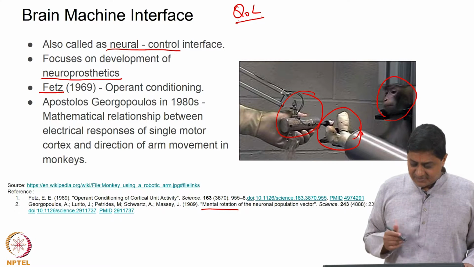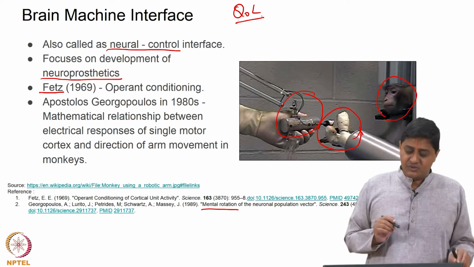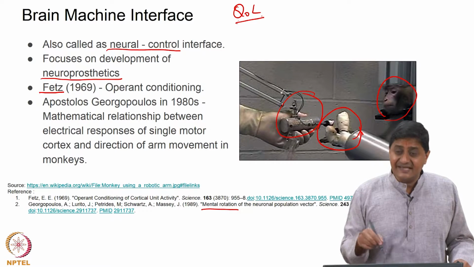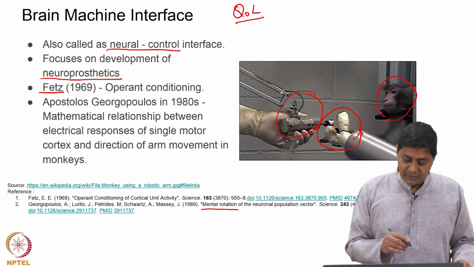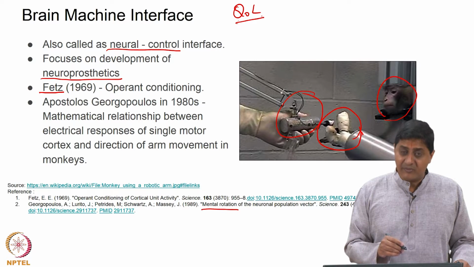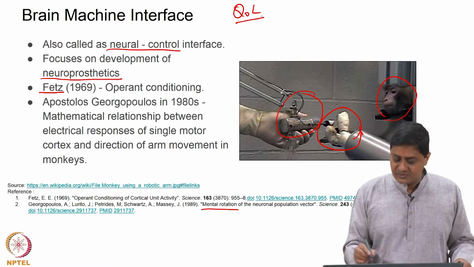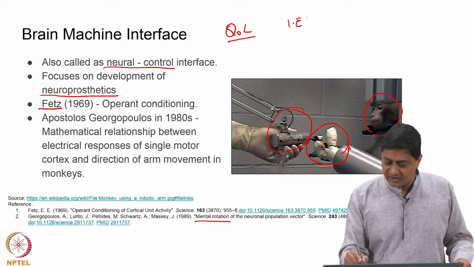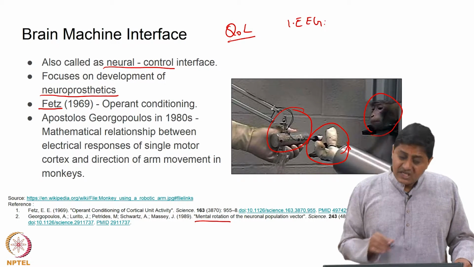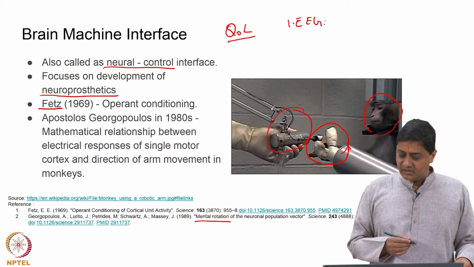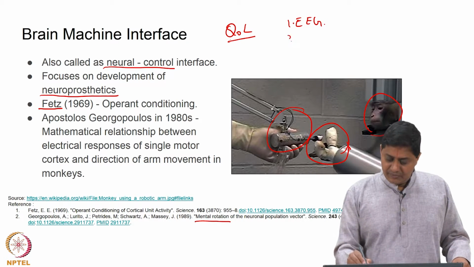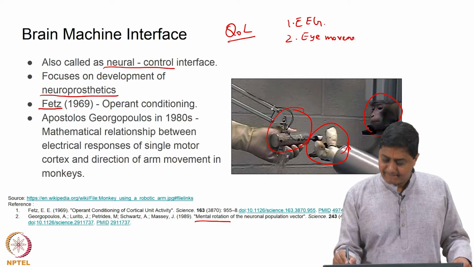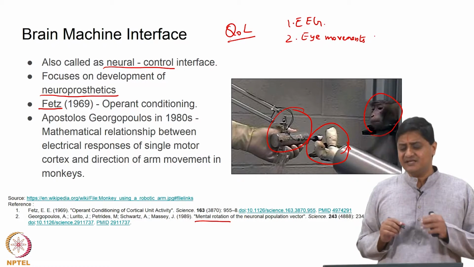In the good old days, the first approach towards achieving acceptable prosthetic devices was performed mainly using EEG, a non-invasive technique. It is still being continued, it is a hot field. And another approach was eye movements. Several challenges exist in these.